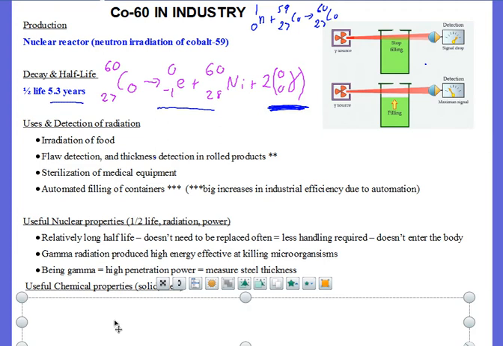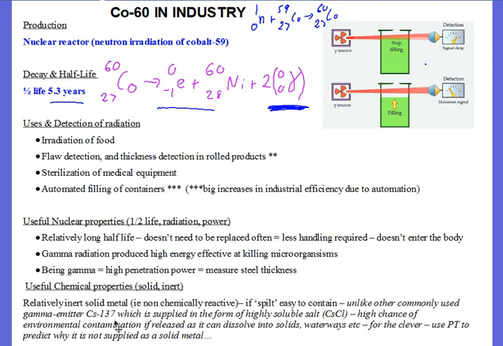What are its useful chemical properties? See, this is a chemical course. First of all, it's relatively inert, and it's also a solid metal, so it's not very chemically reactive. If spilt, it's easy to contain, unlike some other isotopes such as cesium-137, which could be used to produce gamma rays as well.